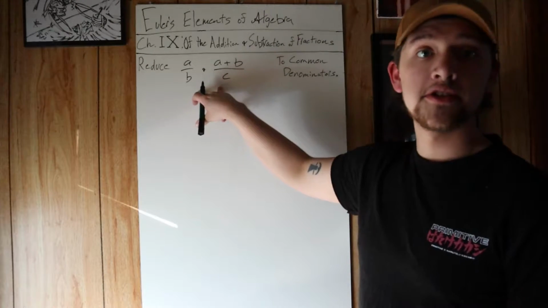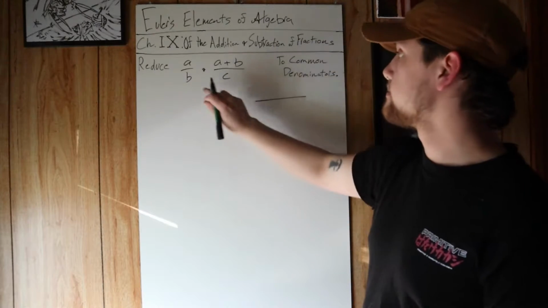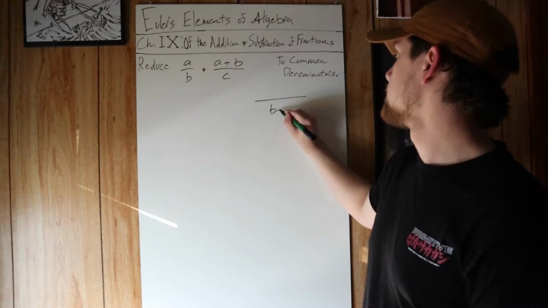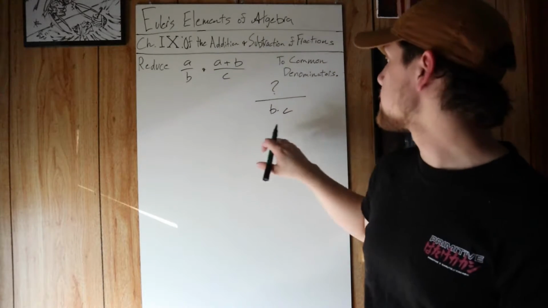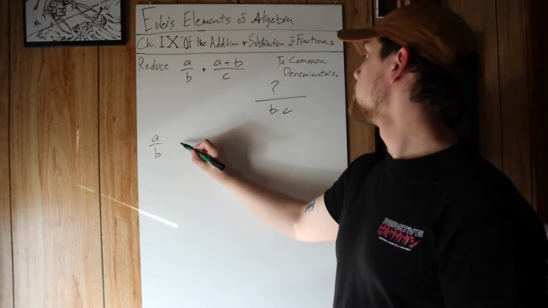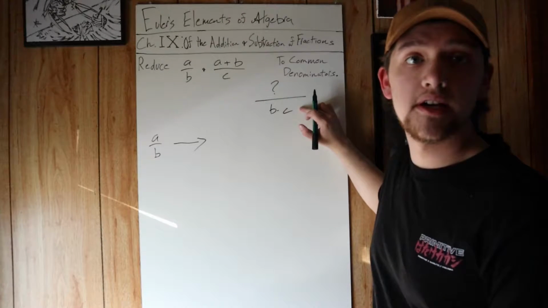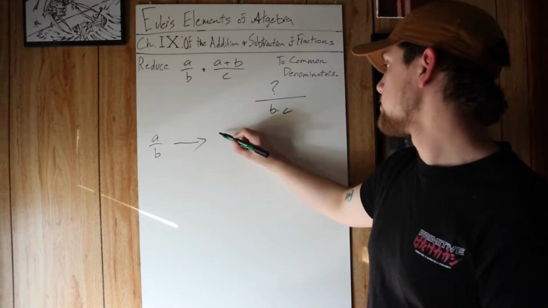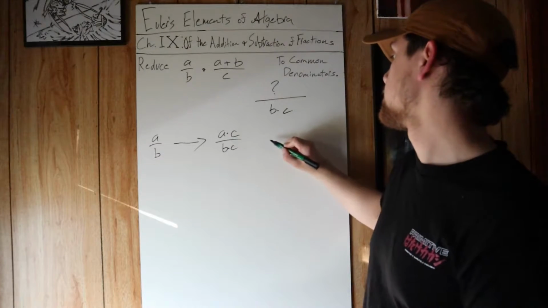Multiplying the denominators of everything we need to reduce to a common denominator, we are left with b times c. So all we have to do now is figure out how to get these two into that form of denominator. So a over b. It's pretty clearly seen here that all we need to do is multiply a c within this fraction here. So a times c over b times c.